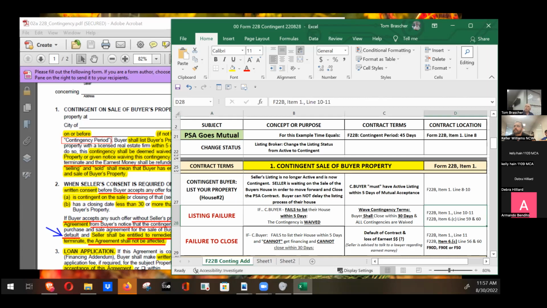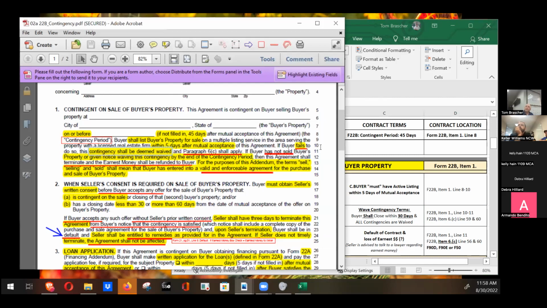And here, this is where I'm referring to in Form 22B, item 1, line 10 and 11. This is called out, and also lines 59 and 60 on 6.6C, which I just went to. So lines 10 and 11, I'm coming back. I have a quick reference here to lines 10 and 11 right here. That's where I'm calling that out from.